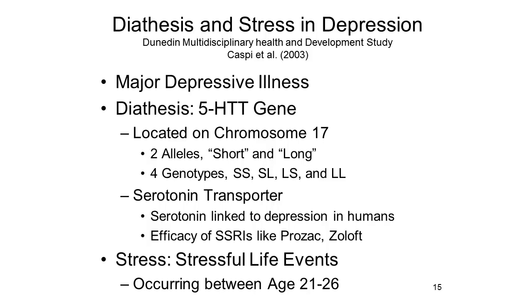Caspi et al. also explored the role of life stress in depression by counting the number of stressful events occurring in the life of each subject between ages 21 and 26. In psychology, a stressful event can include lots of different things: getting divorced, a death in the family, but also getting married and having a birth in the family.